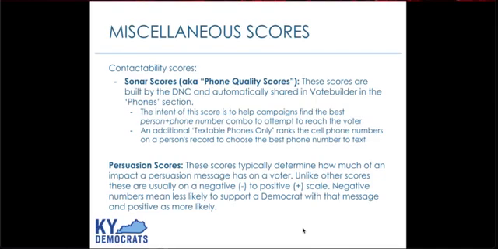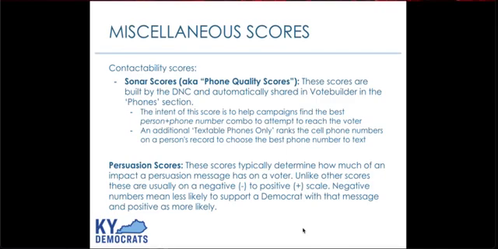And then there's additionally a textable phones only score that ranks the best cell phone on a person's record when it comes time to text that voter. And then last but not least, sort of like I was talking about with the issue support scores, we have persuasion scores. Again, usually on a negative to positive scale. Negative means less likely to support a Democrat with that message. Positive is more likely to move into supporting a Democrat.